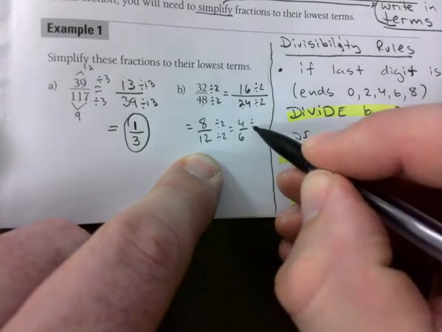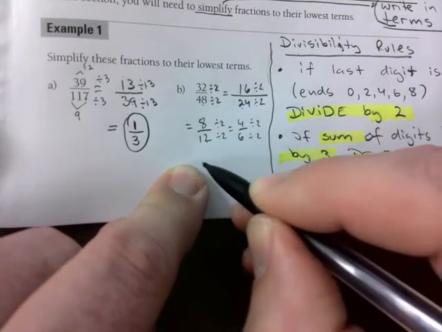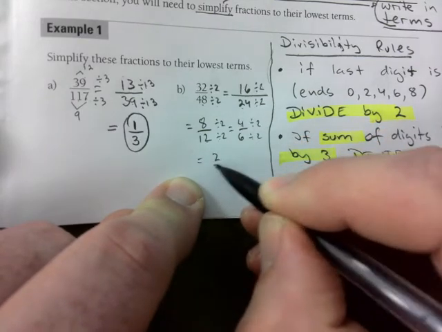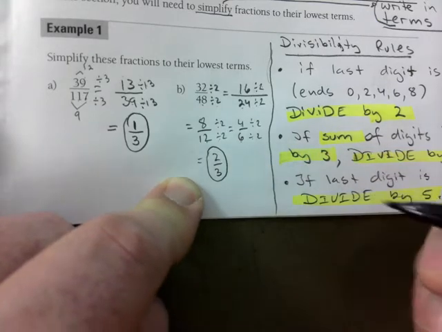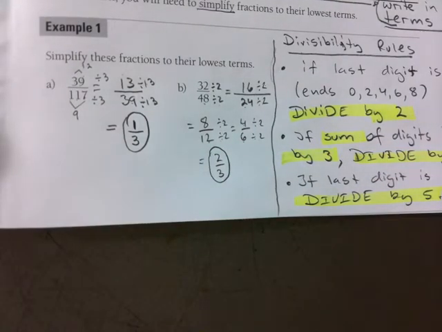I will keep going because they're both even. Right? 4 divided by 2 is 2. 6 divided by 2 is 3. And that's when I stop. I can't go any further. Okay?